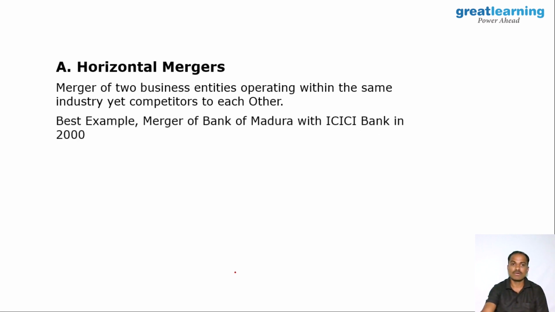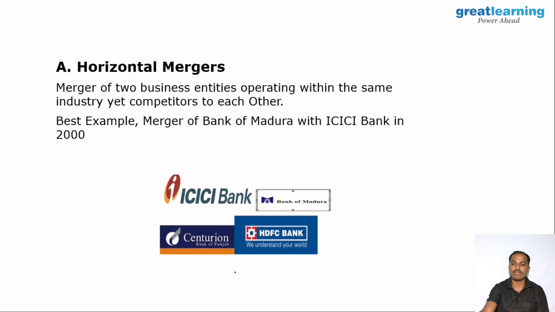The best examples for horizontal merger are the merger of Bank of Madura with ICICI Bank in 2000, and the merger of Centurion Bank with HDFC Bank. You can carefully observe this. The bank which is merging with ICICI Bank is shown small compared to ICICI Bank. Same here, Centurion Bank is shown smaller than HDFC Bank. There is a reason for the same.